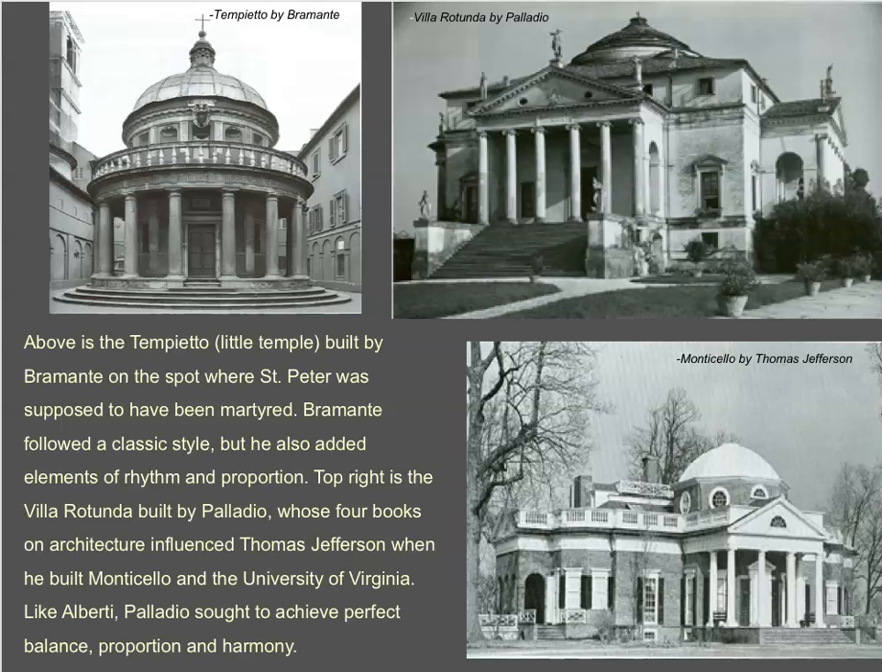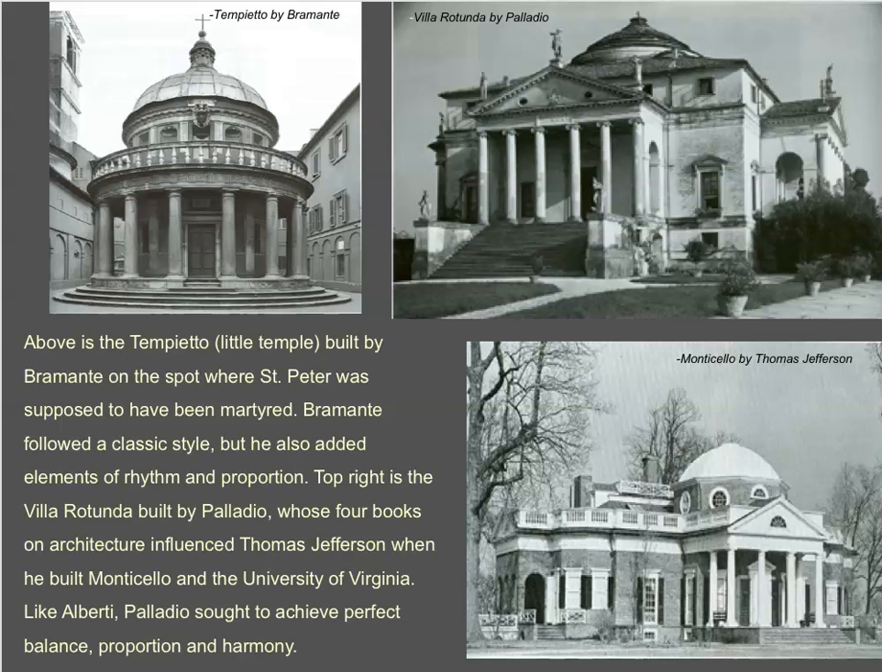Bramante did follow the classic style, but he also added elements of rhythm and proportion. Look at the two buildings on the right. The one on the top is Villa Rotunda, built by Palladio, and the one on the bottom is Monticello, built by Thomas Jefferson. So you can see that Thomas Jefferson was strongly influenced by these architects of the past. He was also inspired when he built the University of Virginia to honor the Renaissance architects.